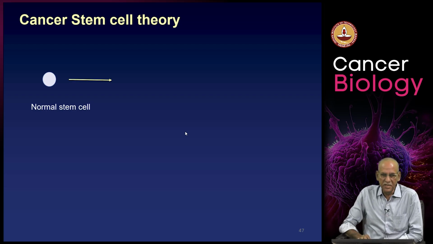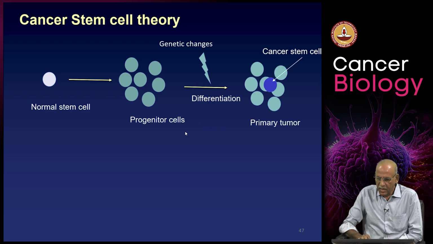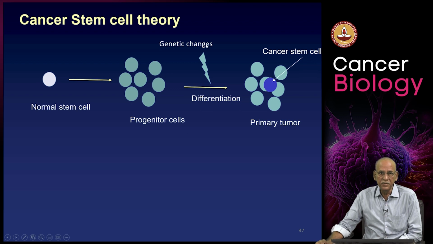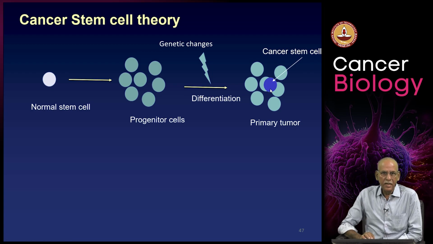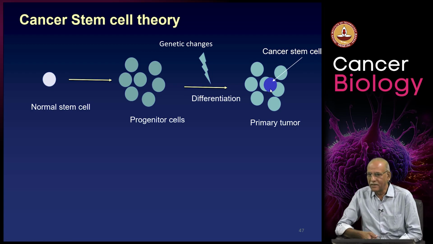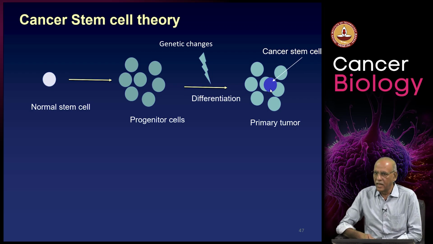You know what is a stem cell? So, the normal stem cell can give rise to the progenitor cells, and they may differentiate, and some genetic changes may happen. Here also you see genetic and epigenetic changes may happen, and that may produce the so-called cancer stem cell, but in terms of number it is a minority. Only very few cells are cancer stem cells in a primary tumor.